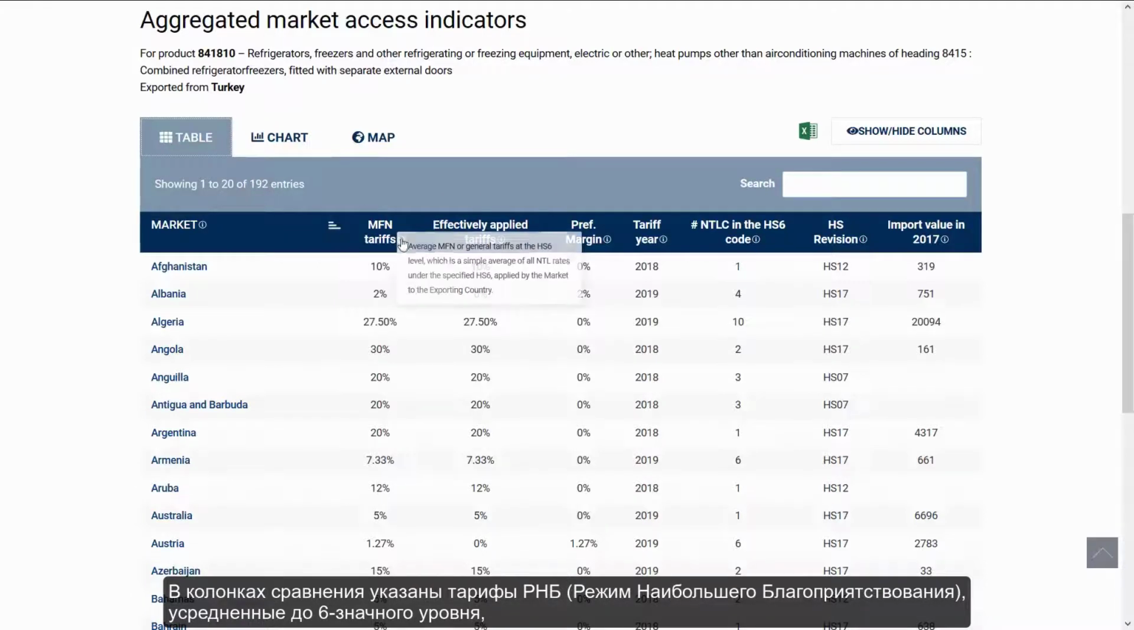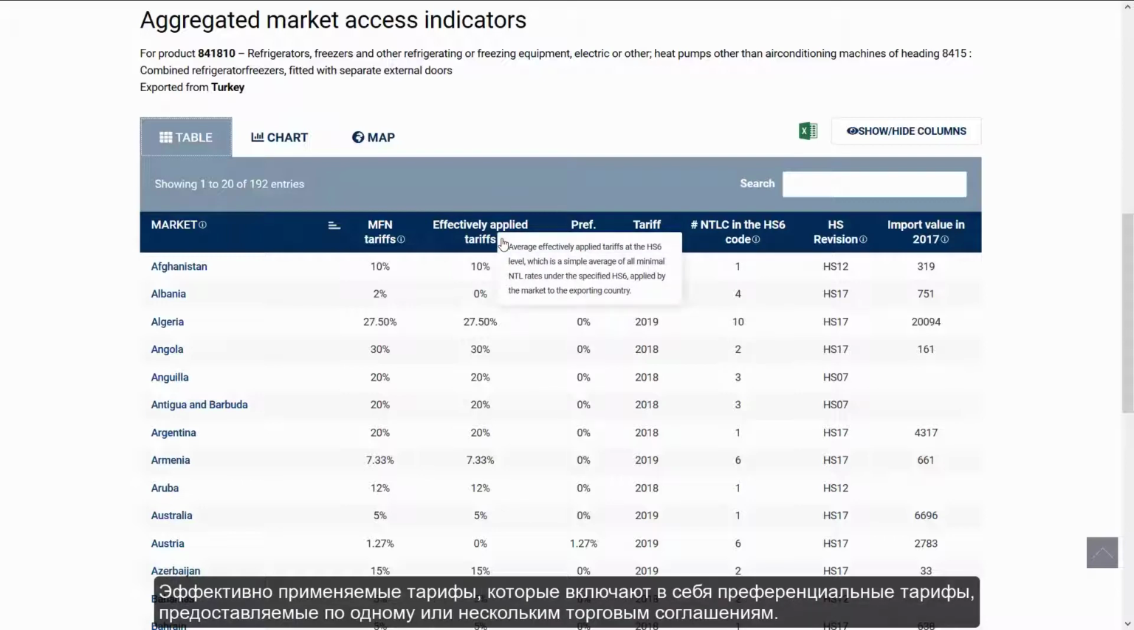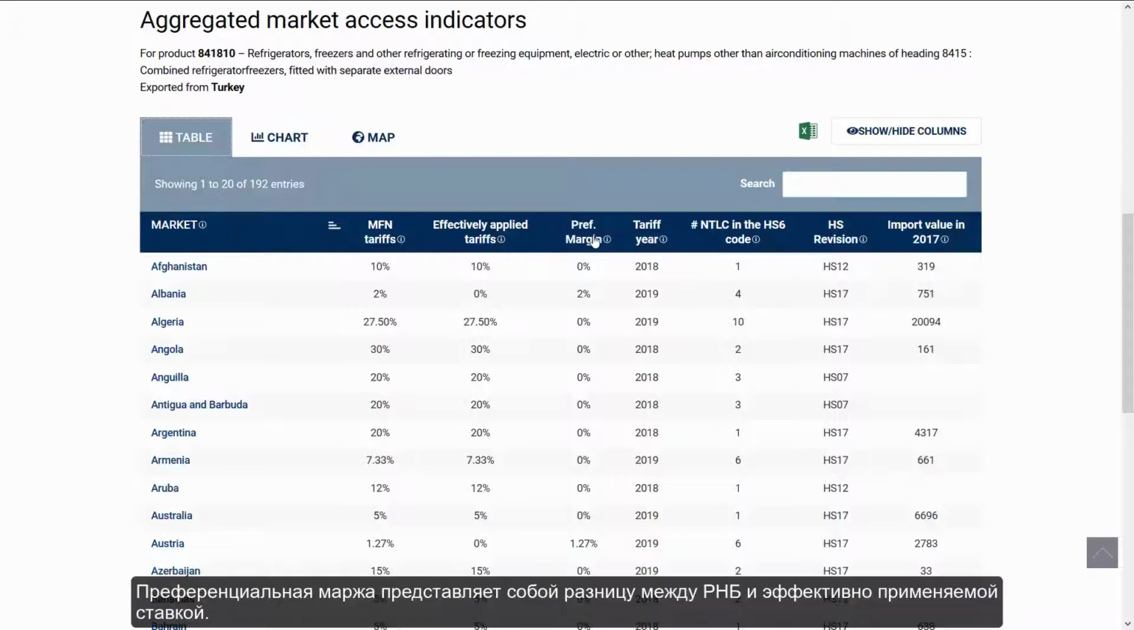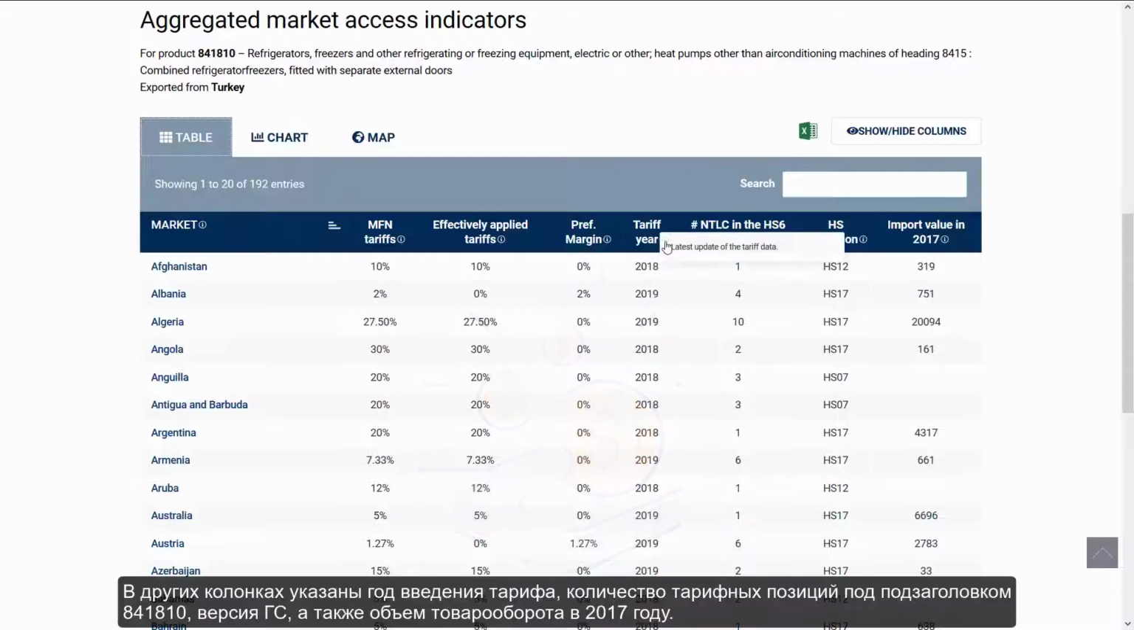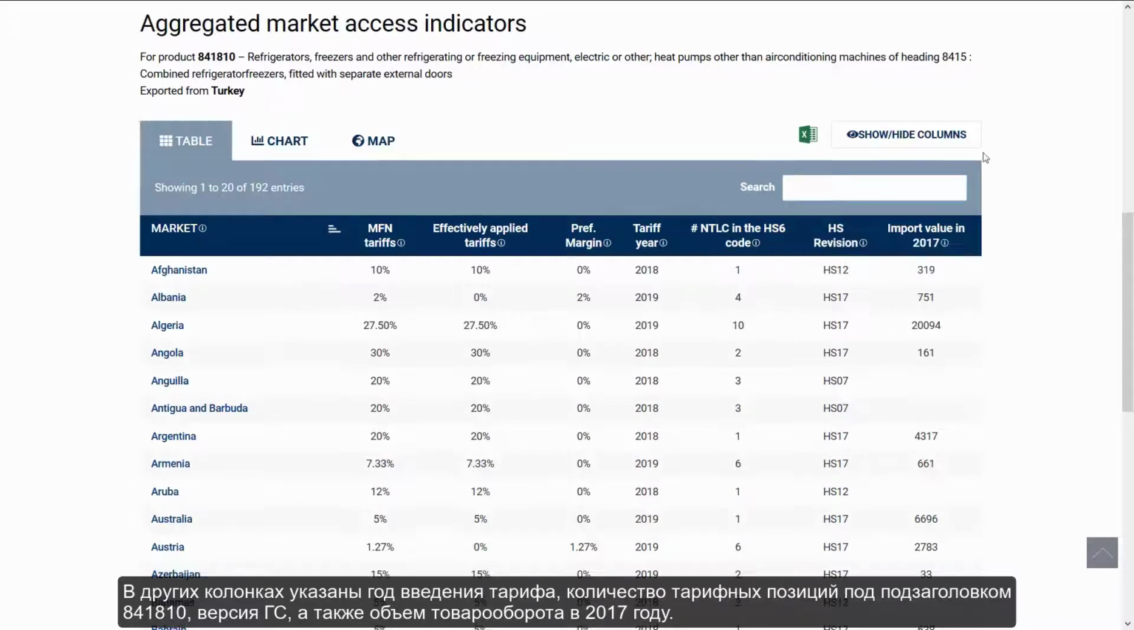Comparison columns include the MFN or most favored nation tariffs averaged to the 6-digit level, the effectively applied tariffs, which incorporate any preferences provided under one or several trade agreements. Preferential margin is the difference between the MFN and the effectively applied rate. Preferential margin shows the duty savings available for the importer thanks to preferences. The other columns include tariff year, the number of tariff lines under the subheading of 841810, the reported HS revision, and the trade value in 2017.